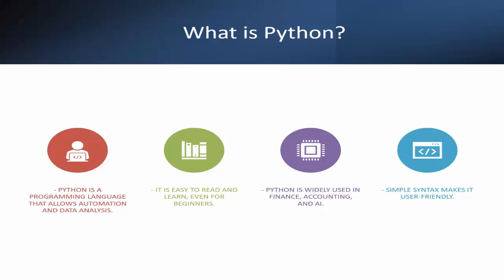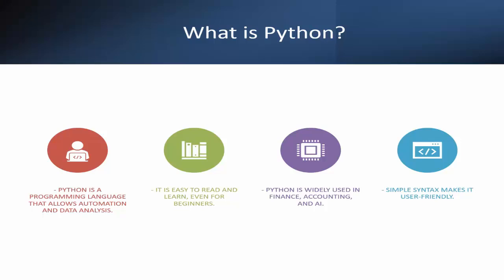Now, why is Python such a big deal? It's everywhere. People use it for all sorts of things, from building websites and analyzing data to creating smart AI systems. Seriously, it's like the Swiss Army knife of programming languages.